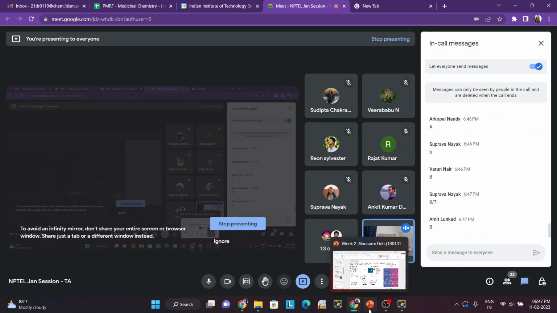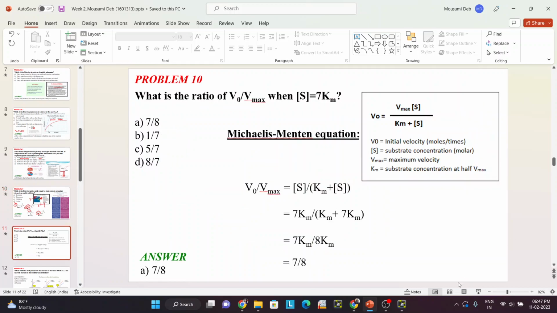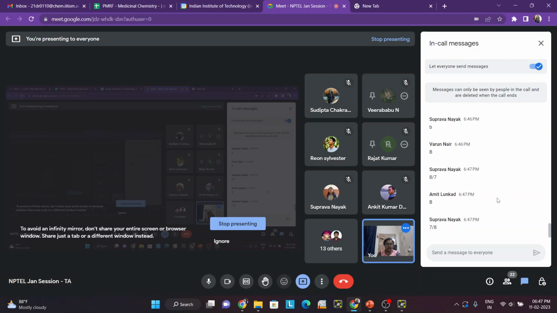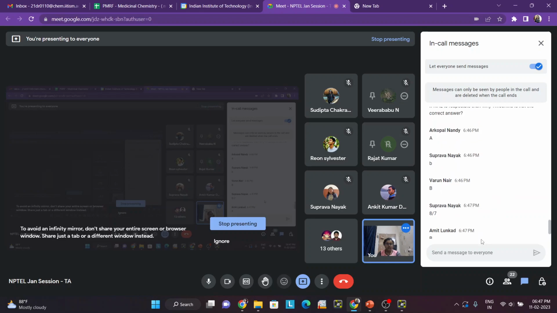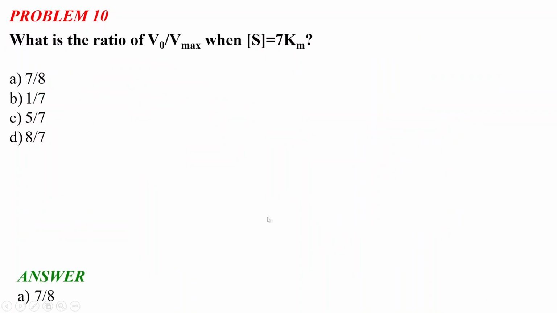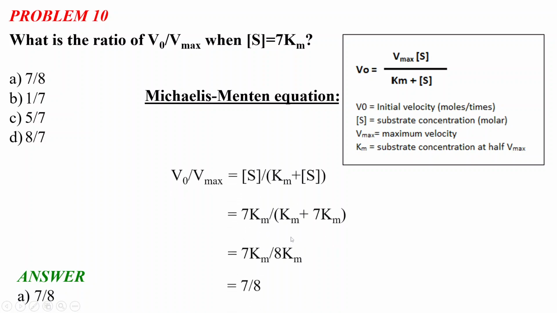Okay, let's check it. What is the correct answer? The correct answer will be A. So, whoever has answered A, you are correct. So, this is the math. This is the Michaelis-Menten equation, and this is the math.